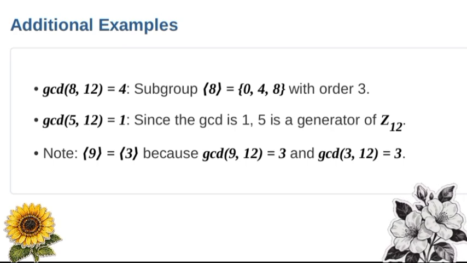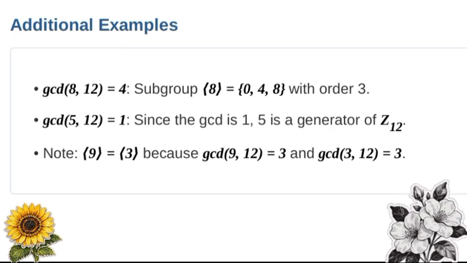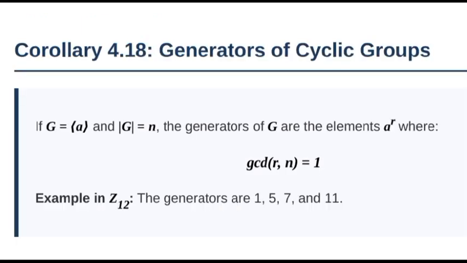Lastly, the GCD of 9 and 12 equals the GCD of 3 and 12. Since the GCD values are equal, the subgroup generated by 9 is equal to the subgroup generated by 3. So let's move on to Corollary 4.18.